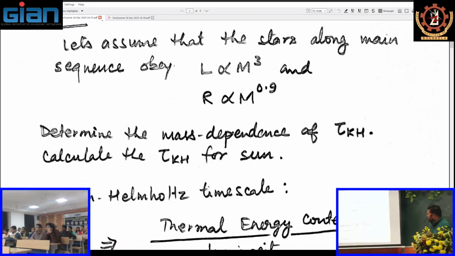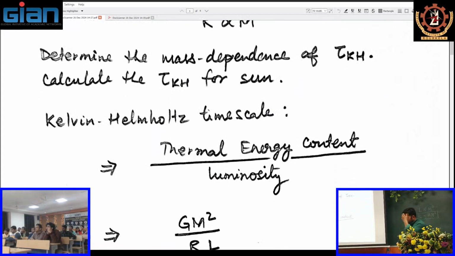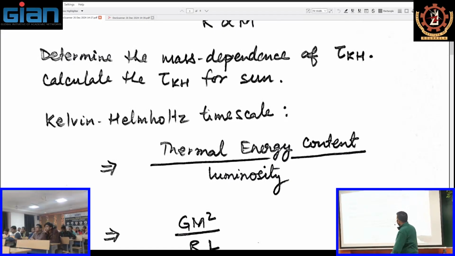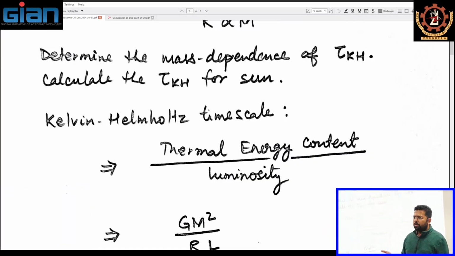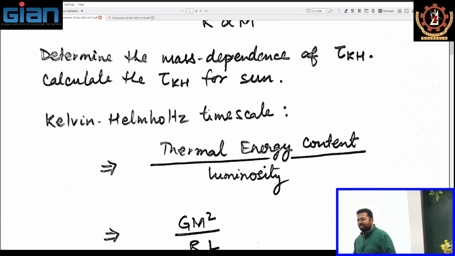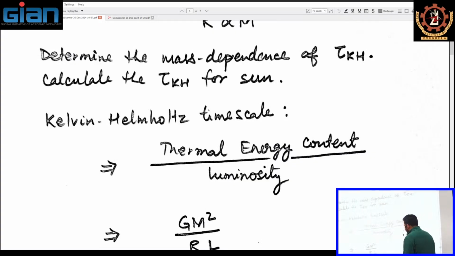So if I want to calculate the thermal time scale or Kelvin-Helmholtz time scale for any given star, I first need to compute the thermal energy content and divide by the present or current luminosity of the star. Clear? And how do we define the thermal energy content in terms of G, M and R? It's already mentioned there, so you can take a look. G M squared divided by R. I should hide it next time. G M squared by R, and then you also have to divide by the luminosity.